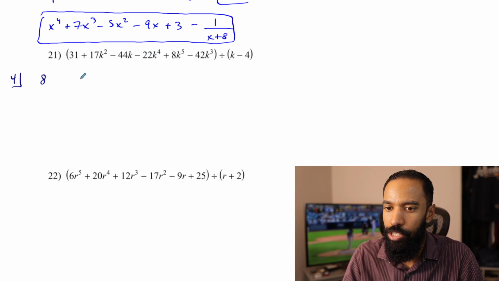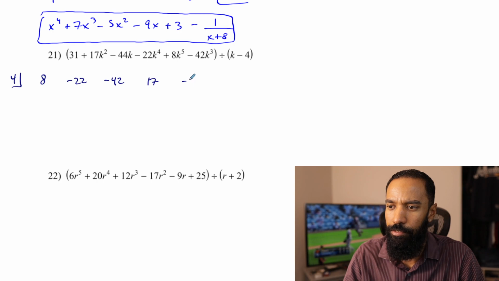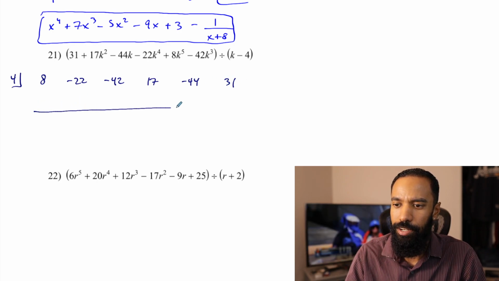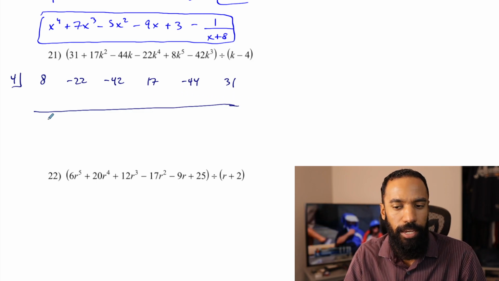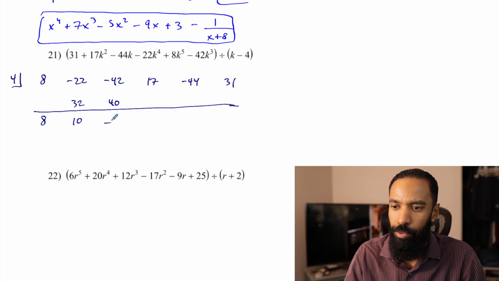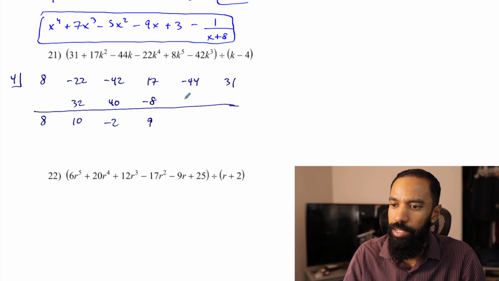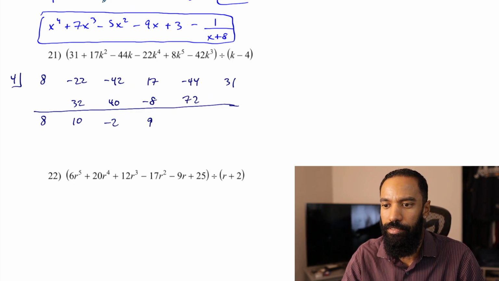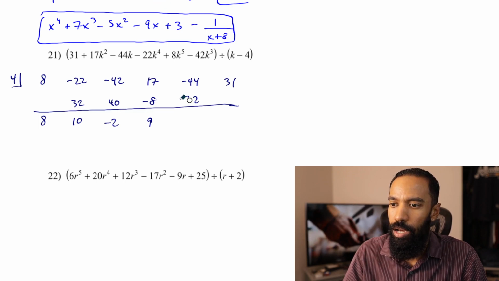8, and then to the 4th is -22. Cubed is -42. Squared is 17. First power is -44. Constant is 31. And you have to go down to the constant. If constant's missing, you got to place 0, just like any other missing things. 8, 32, 10, 40, -2, -8, 9, 72. Oh, sorry, not 72. I was multiplying by 8.